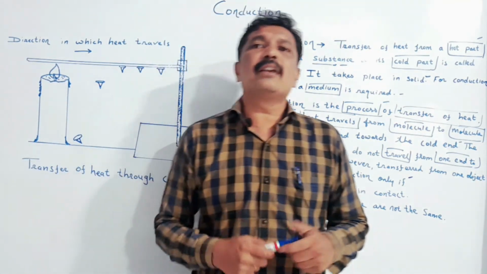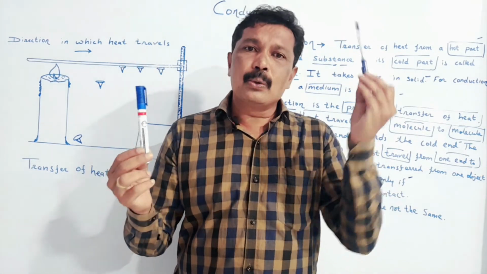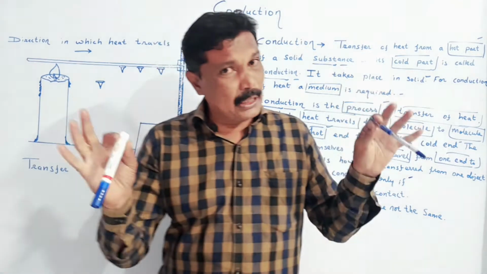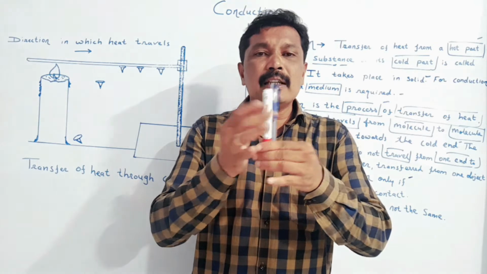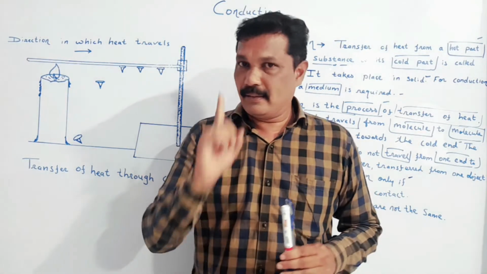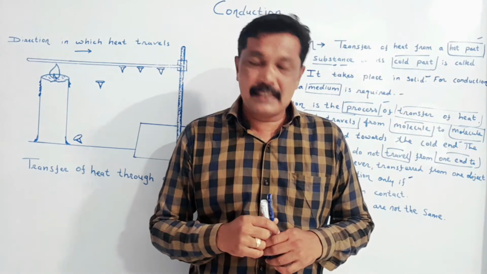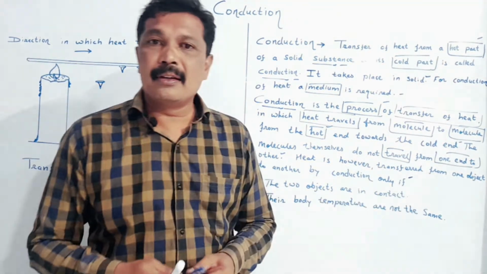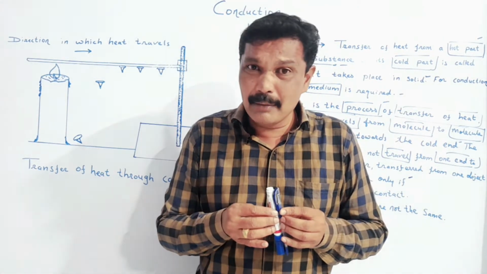My dear student, if you want the heat to flow from one object to another object by a process called conduction in solid, then one thing you have to keep in mind. You have to keep both these objects in contact. They should touch each other. First thing. Second, their body temperatures are not the same. Their body temperatures should not be the same. What is the reason behind it, my dear student?